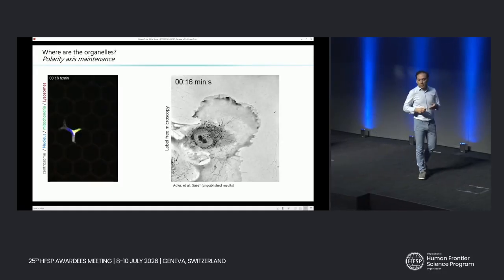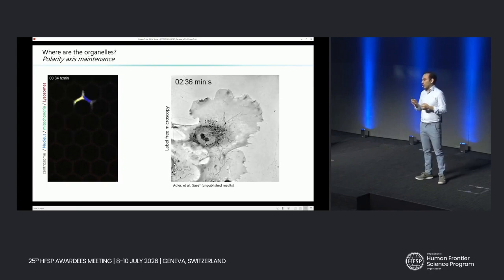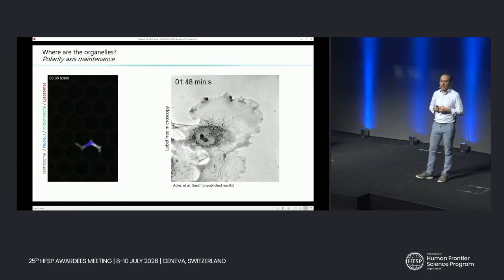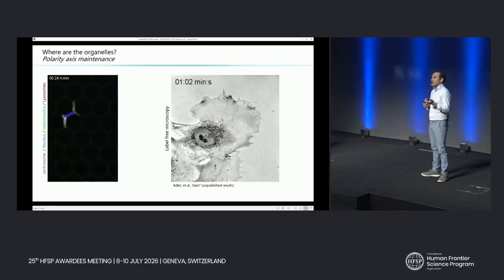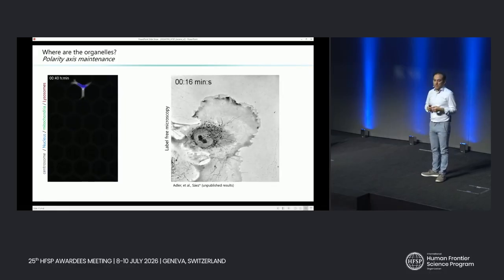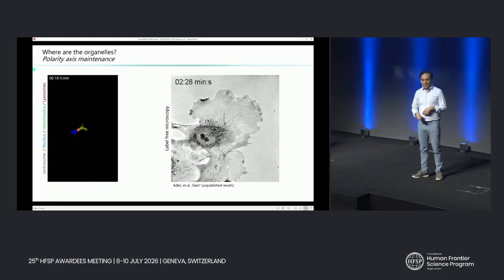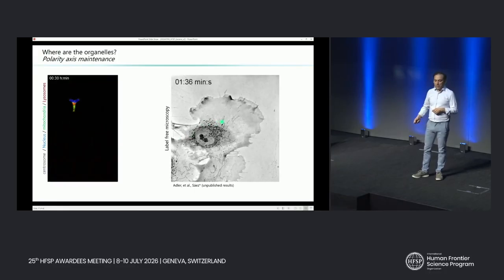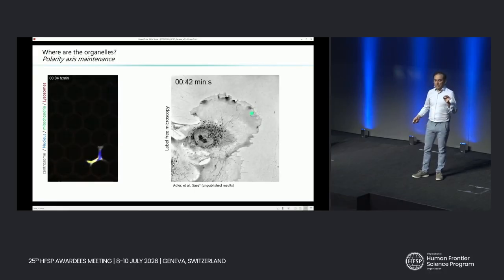And then we went back to a classical experiment, which is the 2D migration. So the cells will move in a certain direction, and we can analyze. So we use label-free microscopy, as you can see here. And one of the things that appeared was that the mitochondria are going to the front. So then mitochondria are these little stripes that you can see moving to the lamellipodium.